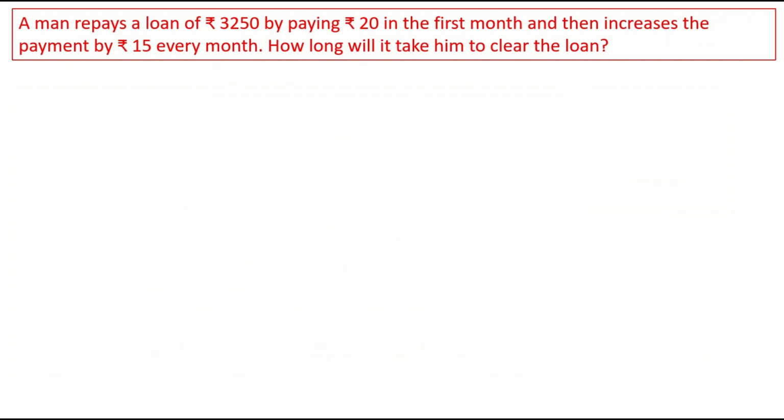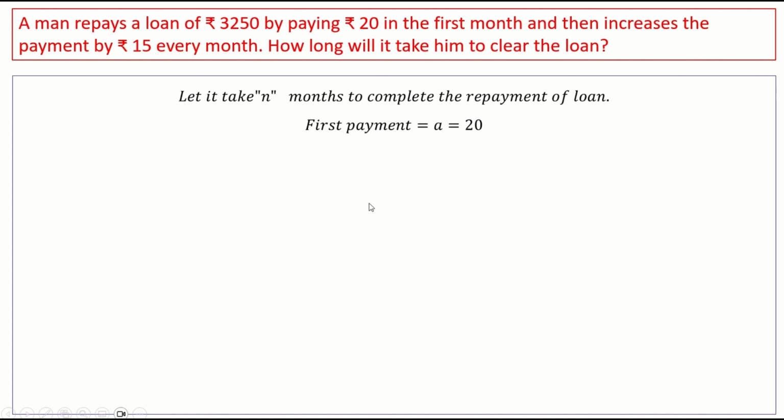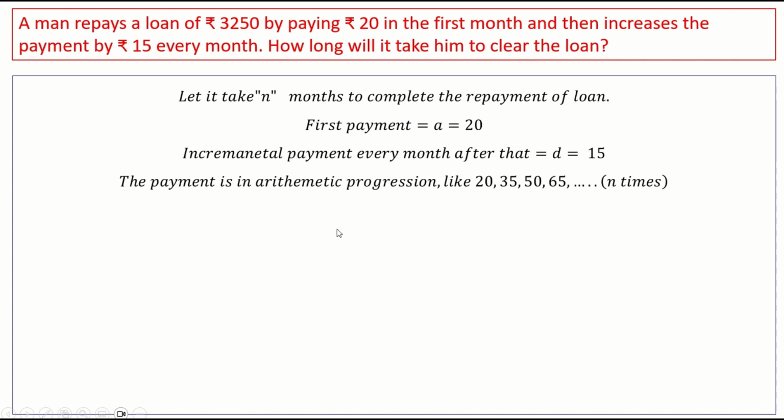Next. A man repays a loan of 3,250 by paying 20 in the first month and then increases payment by 15 every month. How long will it take him to clear the loan? So this is a simple arithmetic progression question. Let it take n months to complete the payment of the loan. First payment A equals 20. Incremental payment every month after that is D, the difference between payments. So that's 15. So payment is in arithmetic progression like 20, 35, 50, 65.